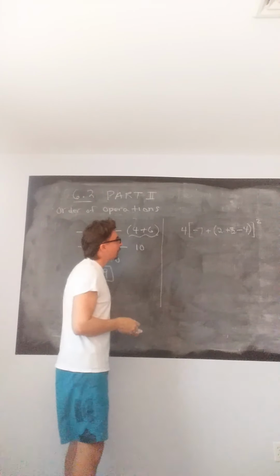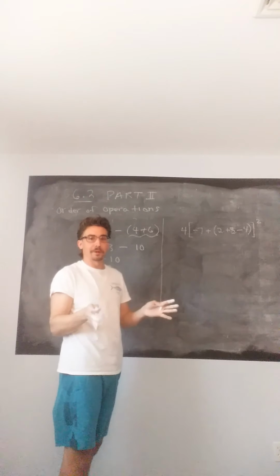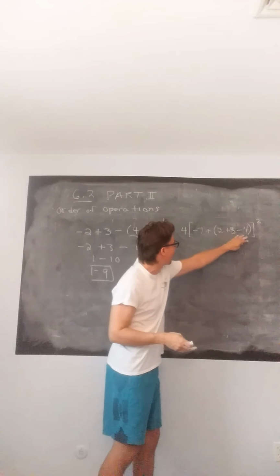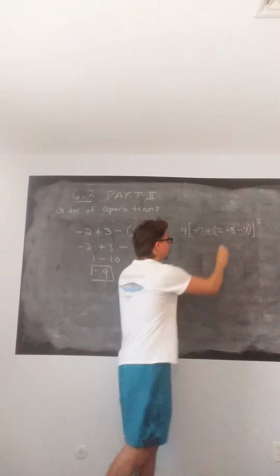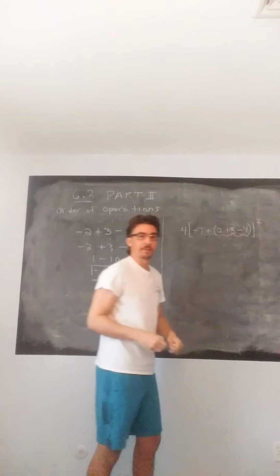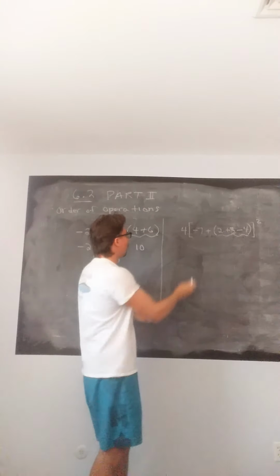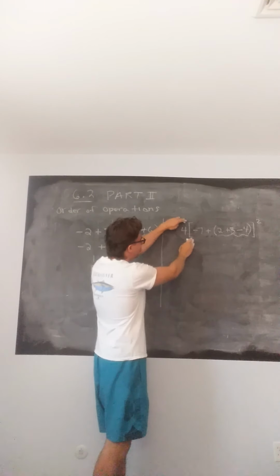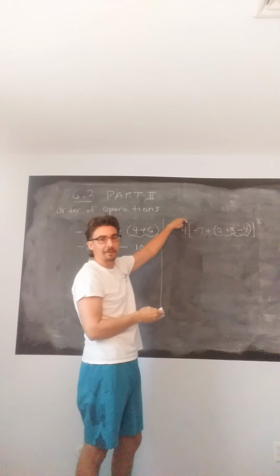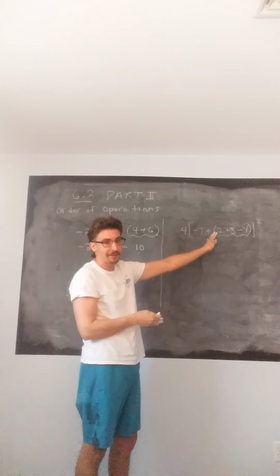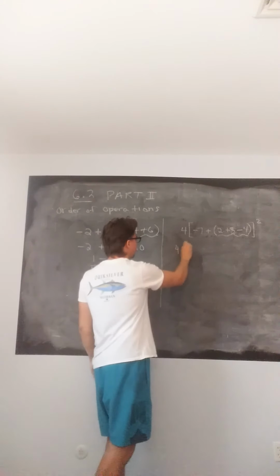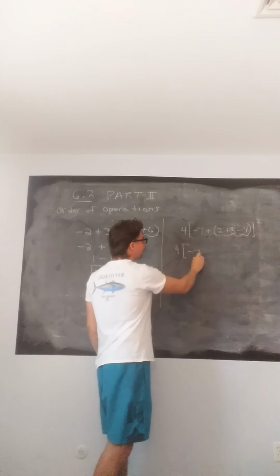So now we have not only parentheses but a bracket. So we got to do what's in the bracket first. And within the bracket, you have parentheses. So this is where we're going to actually go right from the beginning. Notice this 4 is kind of glued to this bracket, which means that we're going to go ahead and multiply that 4 eventually, but not right now. So we have 4 bracket, -7 plus.